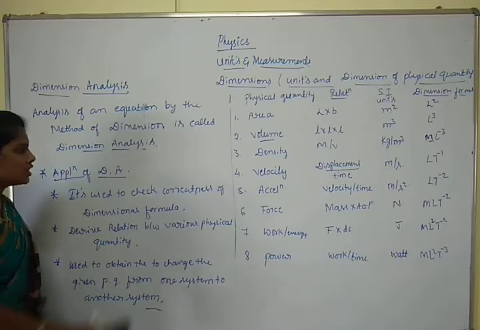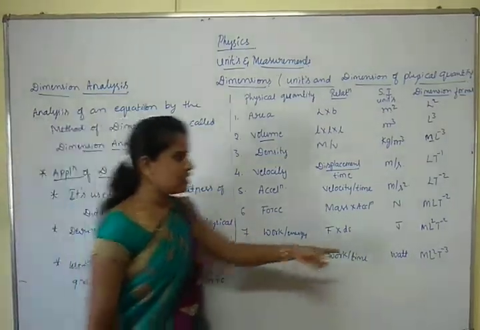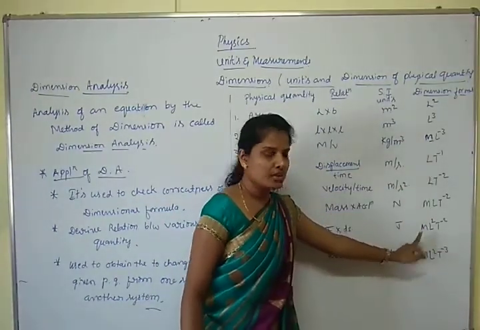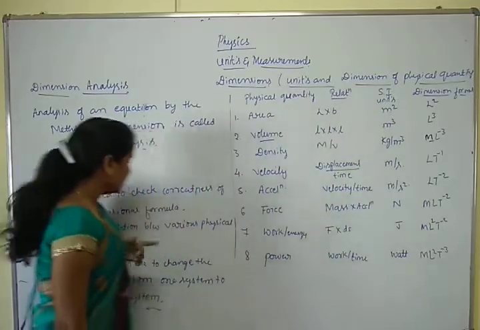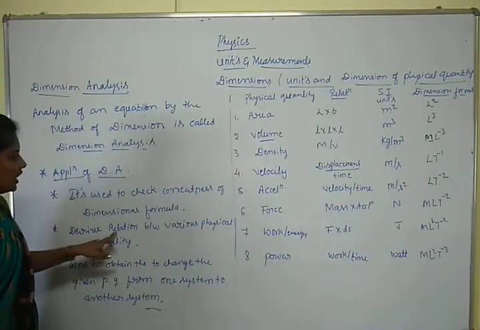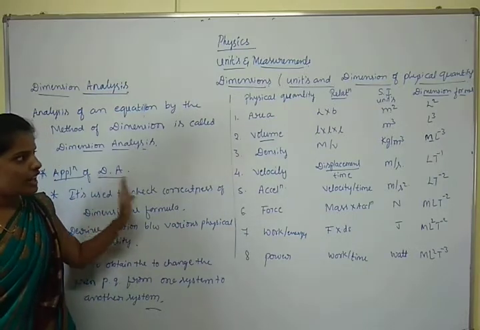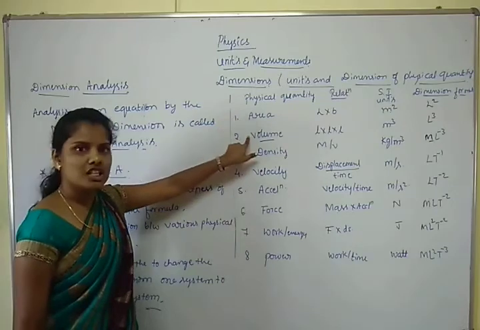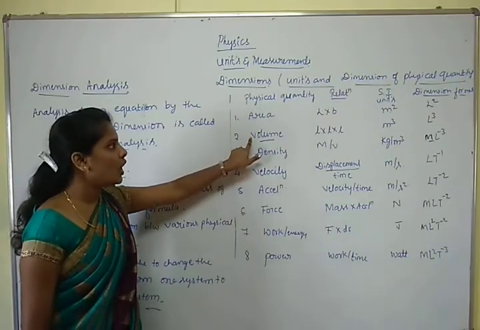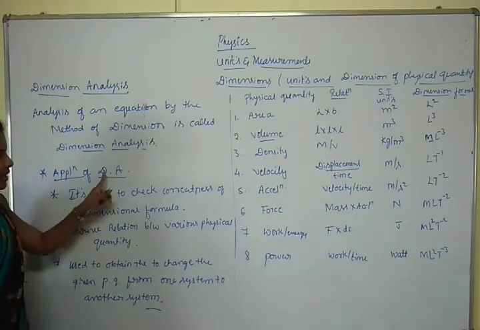The first one is to check the correctness of a dimensional formula. The dimensional formulas of physical quantities can be checked by dimensional analysis. The next one is that it gives the relationship between various physical quantities. For example, what is the relationship between area and volume? It can be obtained by dimensional analysis.